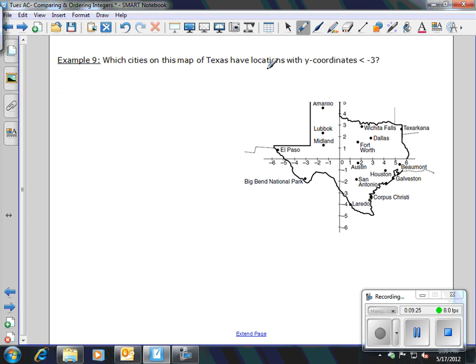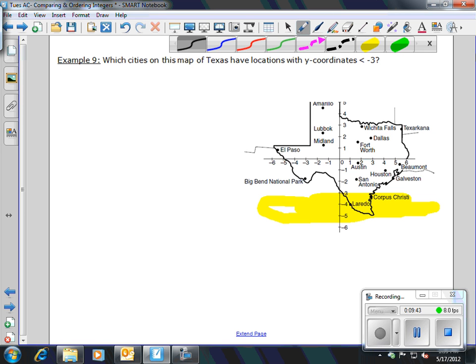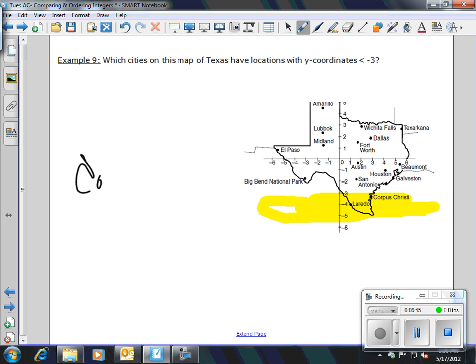Which cities on this map have locations with y coordinates that are less than -3? So y coordinates, here we are, less than -3. What cities do you see in that area? I see Corpus Christi and Laredo.